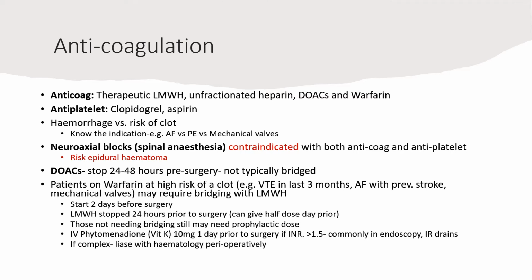And in most cases, if you need to have an operation but their INR is quite high, you can give a reversal agent, vitamin K, also known as IV phytomenadione. And if it's a more severe procedure, or more urgent, sometimes you might go for Octaplex, but to do that, you need to call hematology, and they tend to prescribe it.